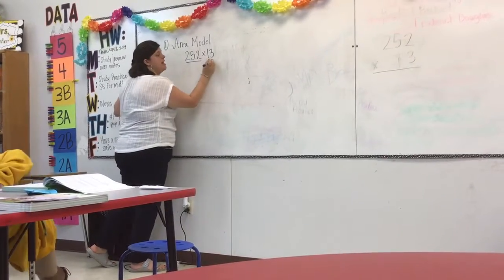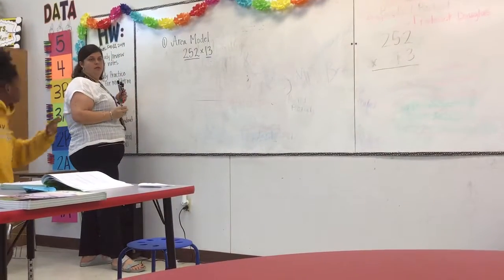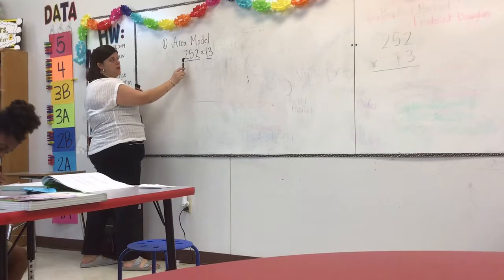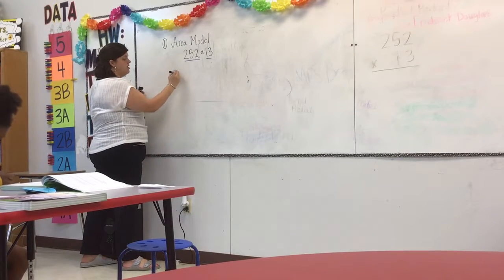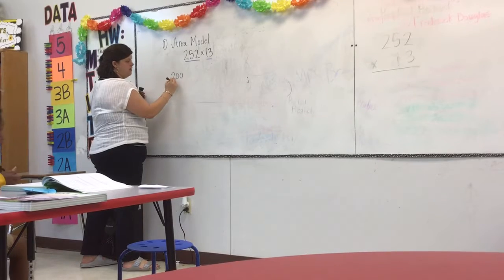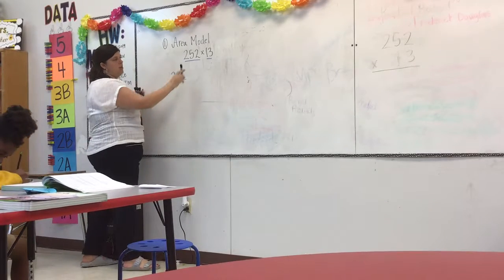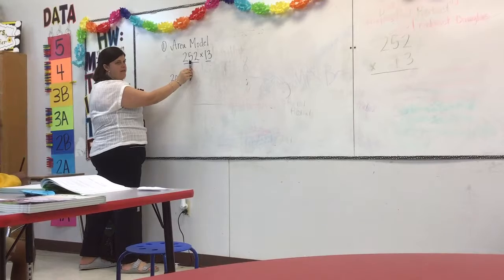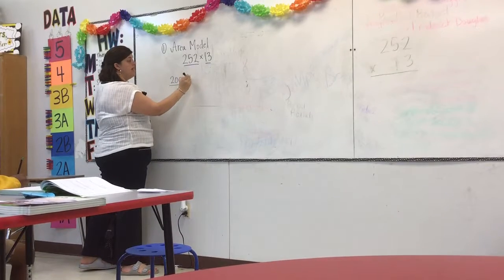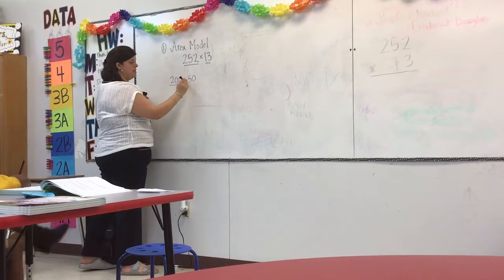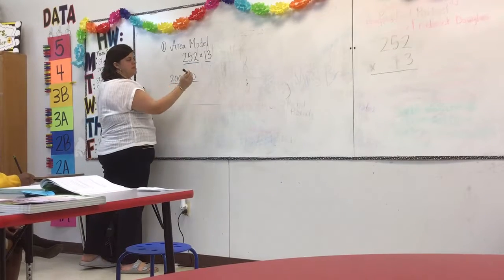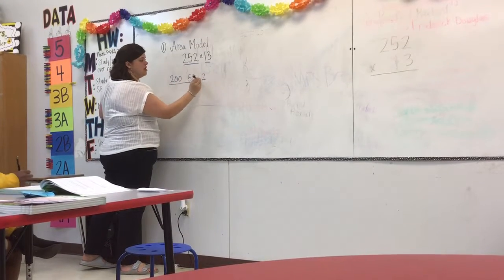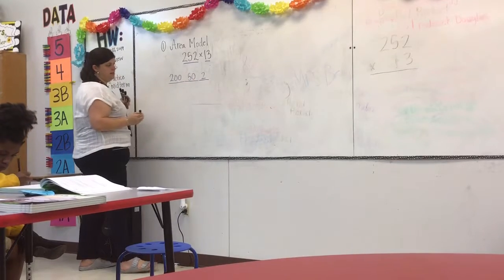You're breaking them down by place value. So you're going to start with your first one. What does that 2 represent? 200. You're going to draw a line for it. What does that 5 represent? 50, because it's in the tens place. What does that 2 represent? 2, because it's in your ones place.